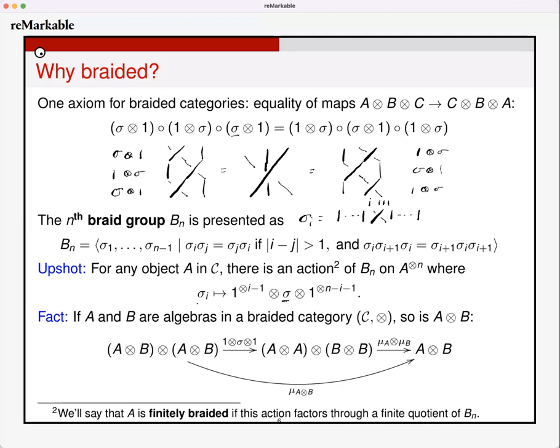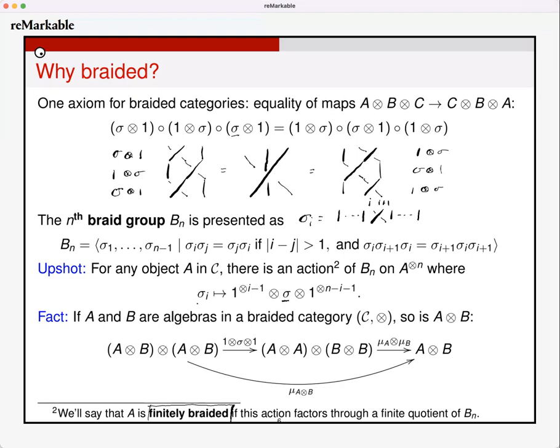All right. We can save this for later, but I'll say that A is finitely braided if this action of B_n factors through a finite quotient of B_n. And the structure of a braided category has a wonderful consequence, which is that if I have two algebras in my braided category, then their tensor product becomes another algebra in my category.